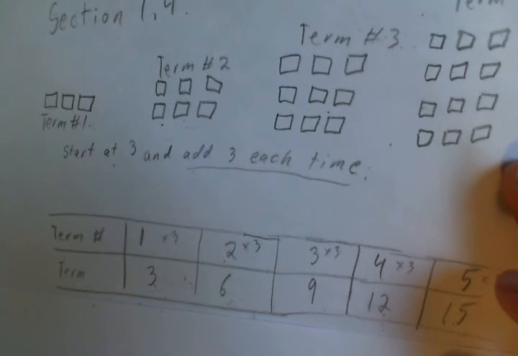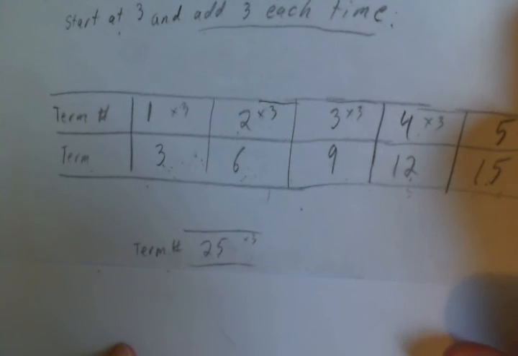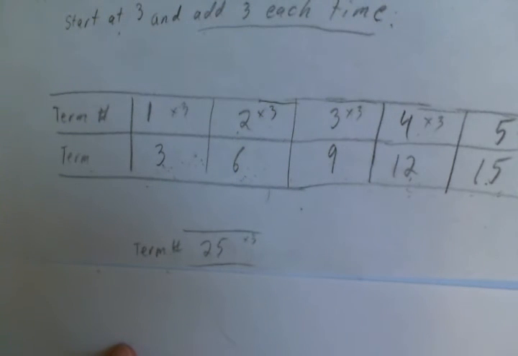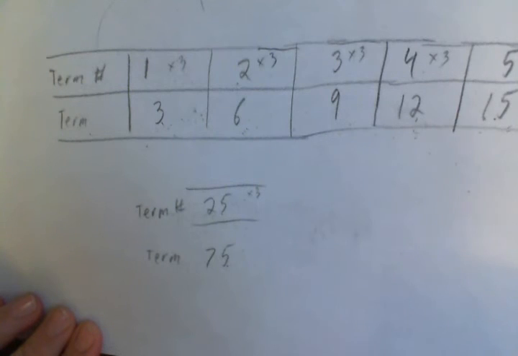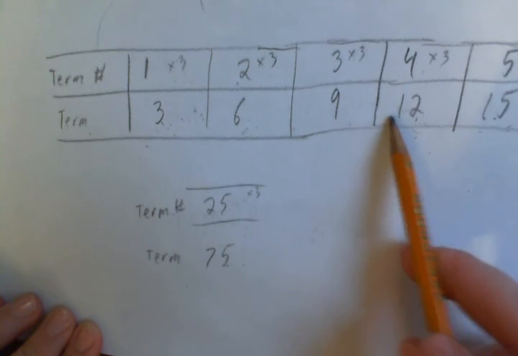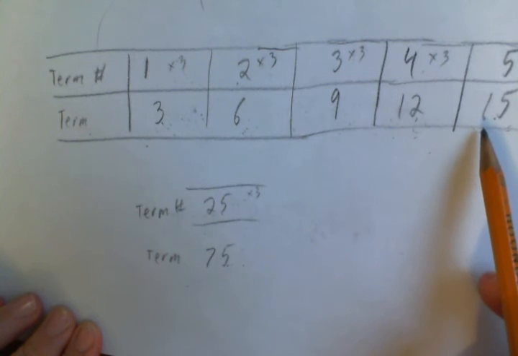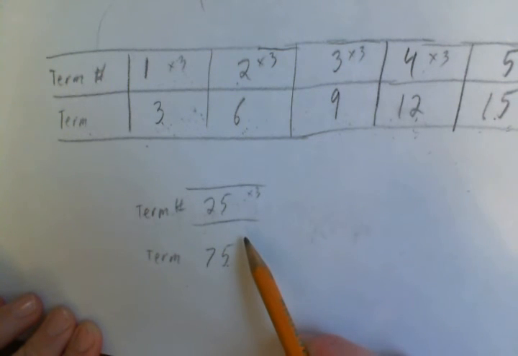But what if, say, I wanted to find out term number 25? How many blocks were in term number 25? Well, now I know I just go times 3. 25 times 3 is 75. So without having to go through every single step, every single term number, I can figure out that there are going to be 75 blocks in term number 25.